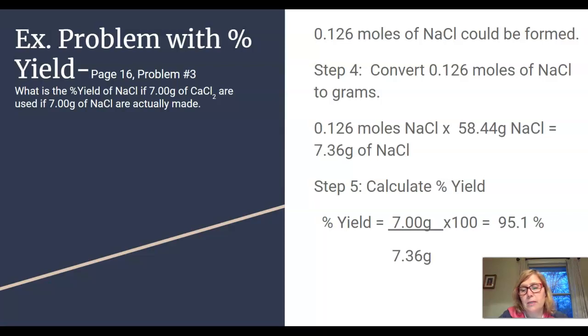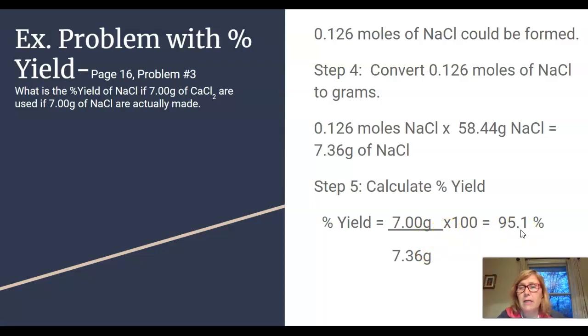Now calculate your percent yield. Percent yield is 7 grams, that's what you actually made in the lab, over 7.36 grams, which is what you calculated from your BCA table. When you divide those and multiply by 100, you have a 95.1% yield.